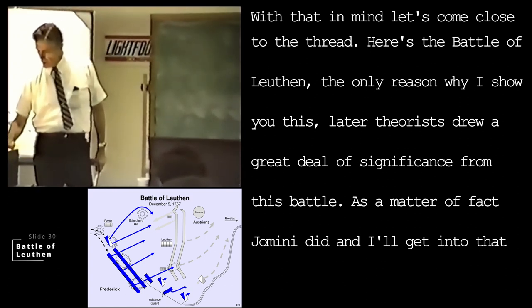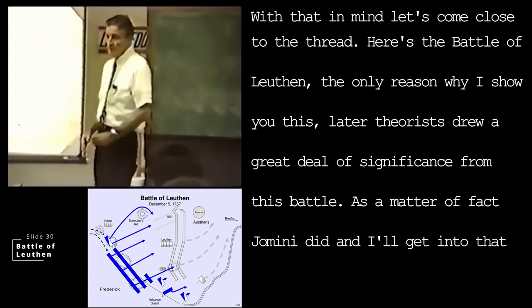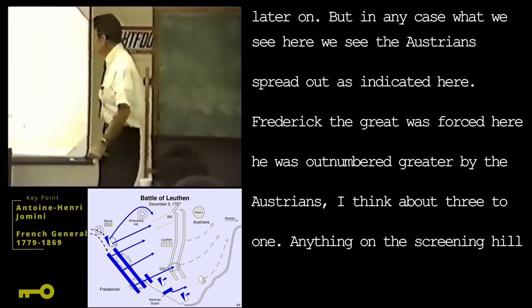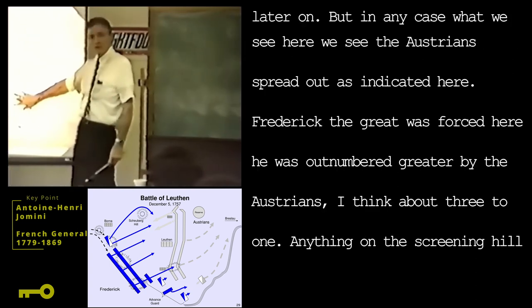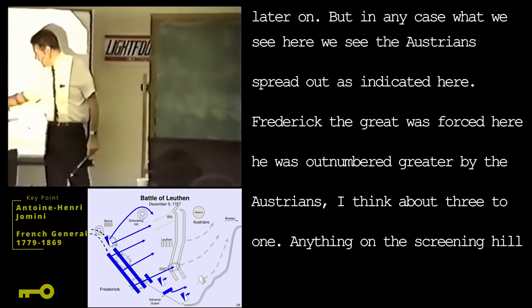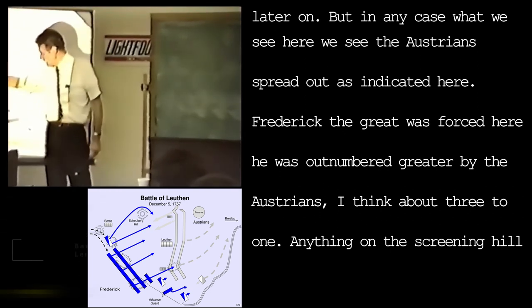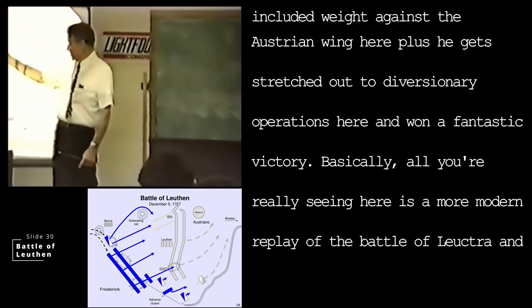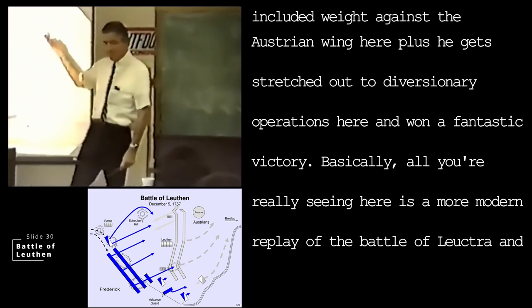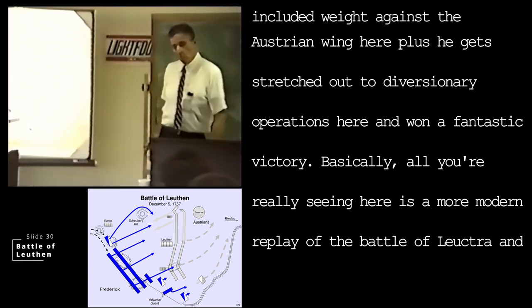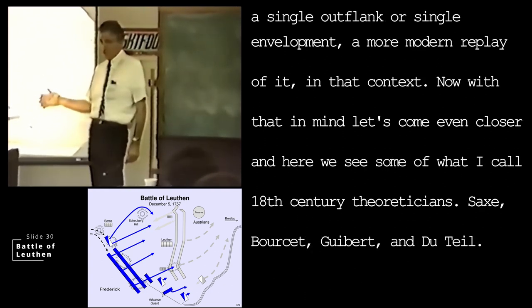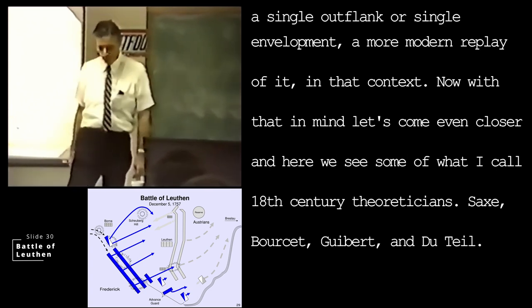With that in mind, let's come closer to the thread. Here's the Battle of Leuthen. The only reason I show you this is that later theorists drew a great deal of significance from this battle. Matter of fact, Germany did not get it later on. But in any case, what we see here is the Austrians spread out, as indicated here. Frederick the Great was formed here. He was outnumbered greatly by the Austrians, I think about two to one. He came behind the screening hill to put his weight against the Austrian wing here, plus he staged some diversionary operations there. One fantastic victory. Basically, all you're really seeing here is a more modern replay of the Battle of Leuctra, a single outflanking or a single development, a more modern replay of it in that context.